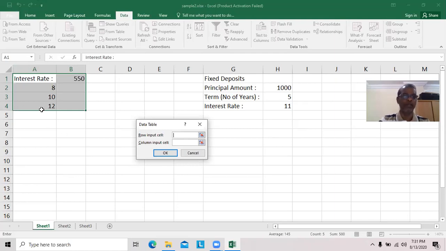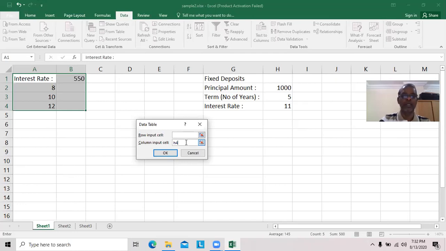Now the input values are placed column wise. Here we are having row input cell and column input cell. In this case, values are placed column wise, the interest rate as well as the interest you want to find. Now, no need to worry about the row input cell. Click here on column input cell. Here we are having three variables. One is P, another one is N, another one is R. We are giving different values for R only, that is the rate of interest. So we have to select here H4. Now type H4.